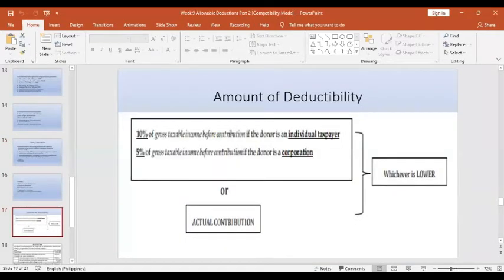So what is the amount of deductibility? The amount of deductibility to the gross taxable income of the charitable contributions, as a partial deductible, first we have to get the 10% of the gross taxable income before the contribution if the donor is an individual taxpayer, and 5% of the gross taxable income before the contribution if the donor is a corporation, or the actual contribution, whichever is lower, to be applied as allowable deduction if the charitable contribution is partly deductible.